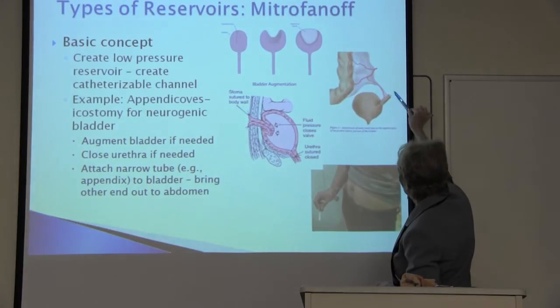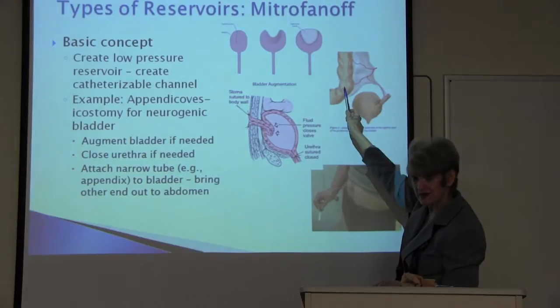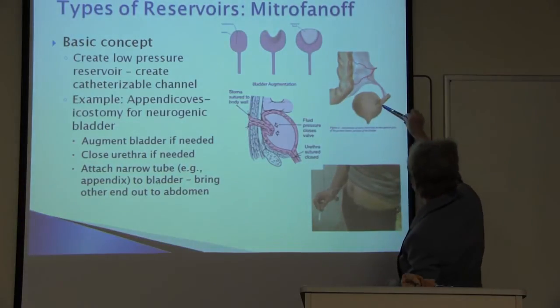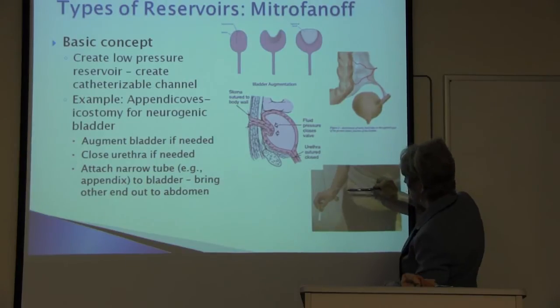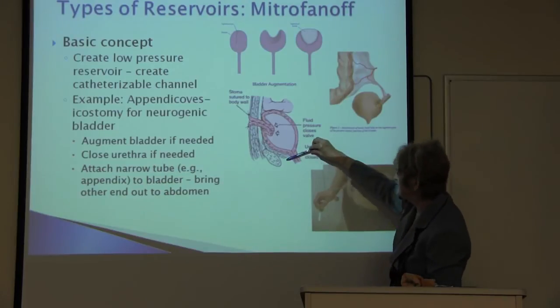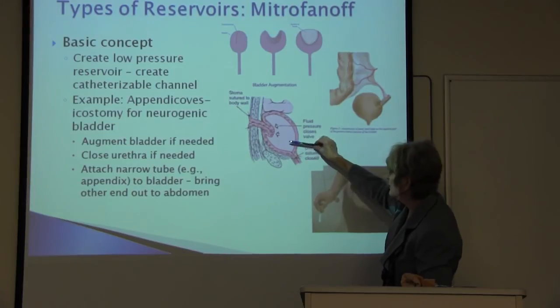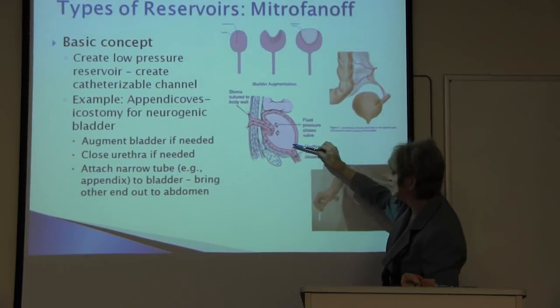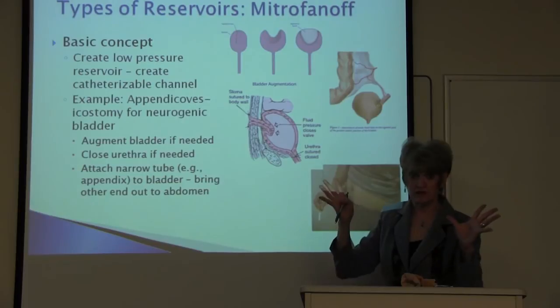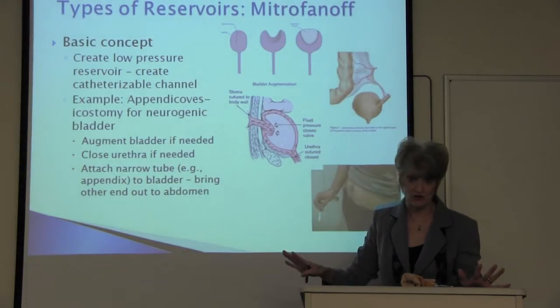Now you need to create a catheterizable channel. Many times they use the appendix, they disconnect the appendix, and they attach the appendix to the bladder, and then bring the appendix out onto the abdominal wall, frequently right around the umbilicus. If necessary, if they're leaking through the urethra, they'll close the urethra. So you're using your bladder as your reservoir. The bladder has built-in anti-reflux protection, so you don't have to do anything about that.